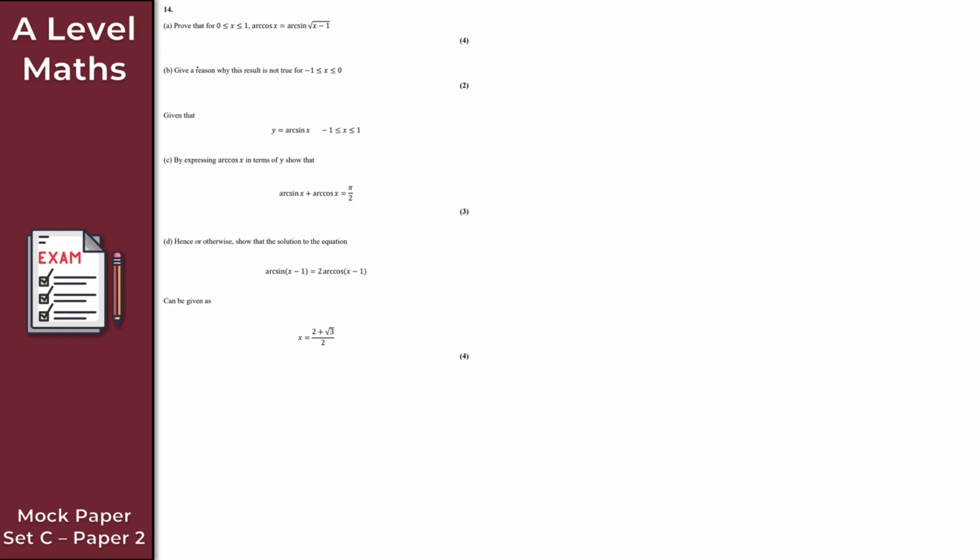So for the first part of this question and part A, we want to prove that for x between 0 and 1, arc cos x is equal to arc sine of the square root of 1 minus x squared here. So where do we even begin here with part A? Well, the first thing to do here is let y be equal to arc cos x. So arc cos x here, like so.